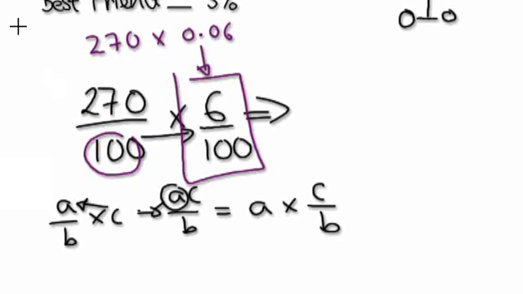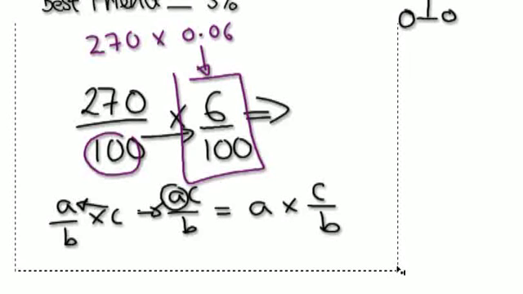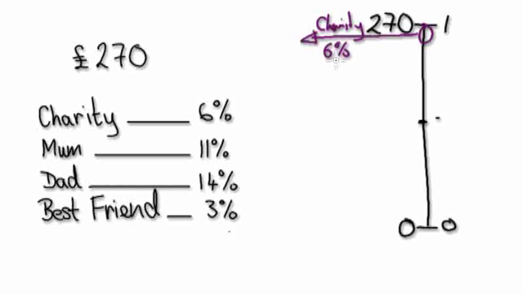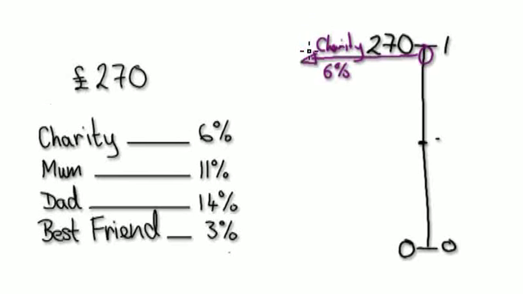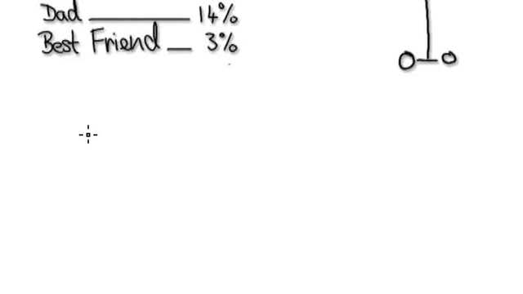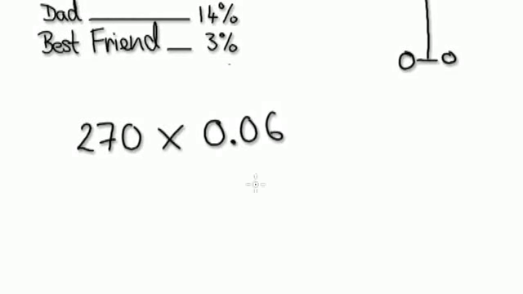Let me start again. So now we are here. Because 6% is going to charity, we want to work out how much that is as an amount of money. So we want to work out 6% of this number here. 270 times 6% divided by 100, so it will be this. Always look at this, two digits, this represents 6%.